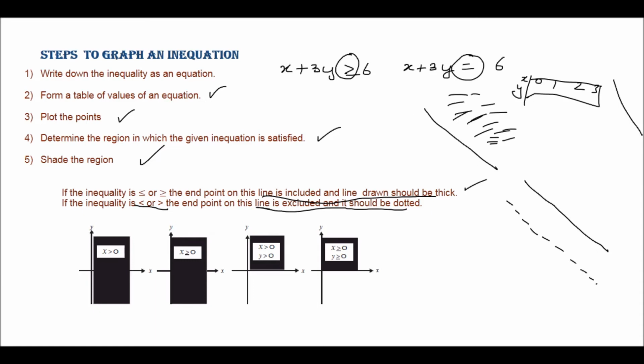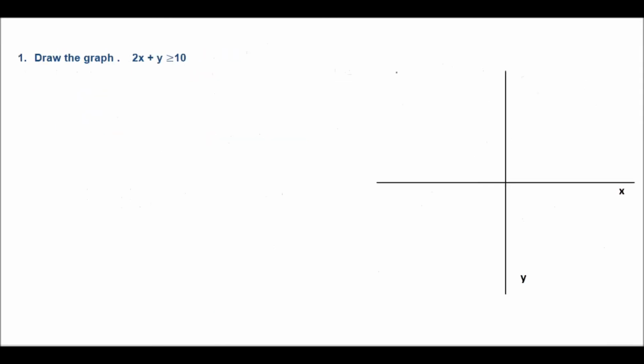Now I will repeat the steps. First, write down the inequality as an equation. Then plot the points in the graph and determine the region in which the given inequation is satisfied. Then at last shade the region. You are going to use two types of lines, a thick line and a dotted line, according to the inequality. Now let me move to the first problem.